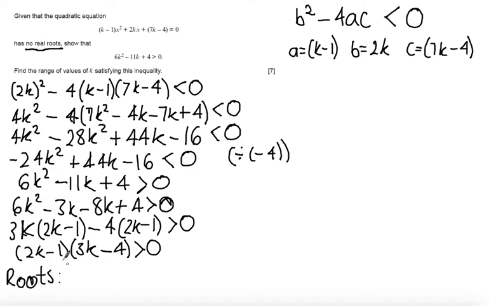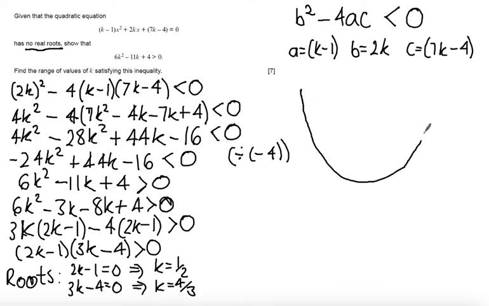My roots would come from 2k minus 1 equals 0, which would lead to add 1, divided by 2, k equals a half. And I'd also get 3k minus 4 equal to 0. So add 4, divided by 3, and I get k equals 4 thirds. If I sketch my quadratic, what I know then is it's got two roots.